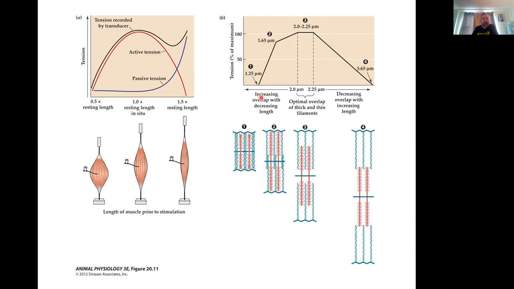Okay. And the reason for that goes back to something we talked about way back when, in the first couple of videos, with the cross bridges. The strength of contraction, the force that you can apply, is directly proportional to the number of cross bridges you can form, right? It's like being on a rowboat, right? The more people you've got on the oars, the stronger you can be, the faster you can go, right?